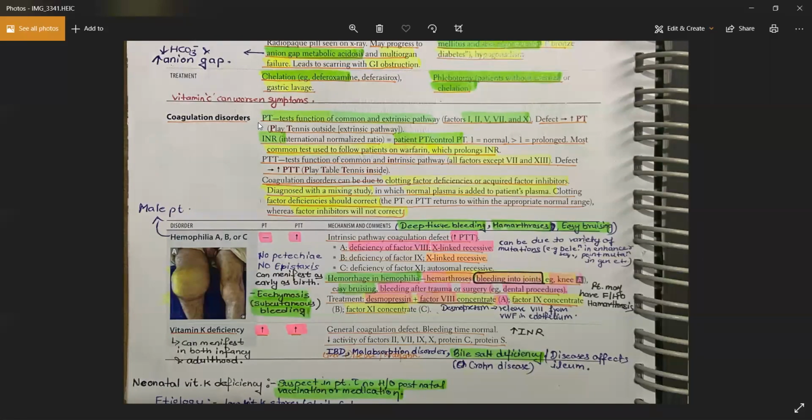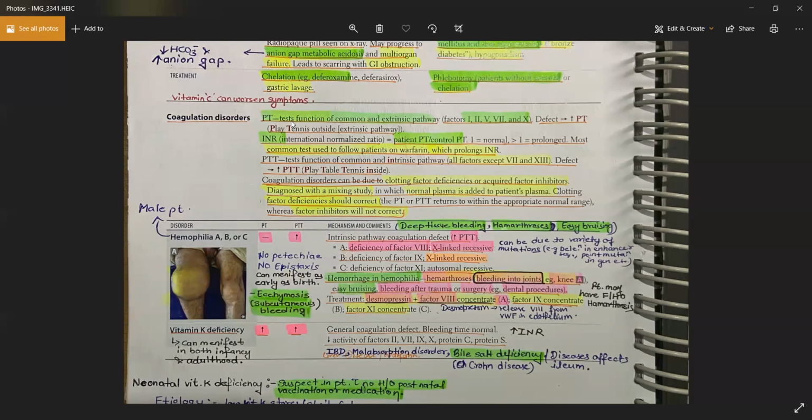Okay, now comes the coagulation disorders. We have discussed already the intrinsic pathway and the extrinsic pathway, right? We know that whenever you have any kind of damage to the intrinsic pathway, you will have a high PTT, and whenever any damage or blockage happens to the extrinsic pathway, you can have a high PT, right? And whenever you have any damage to the common pathway, which means factor 10, factor 2, factor 5, and factor 1, that means you can have a rise in both the PT as well as the PTT values.